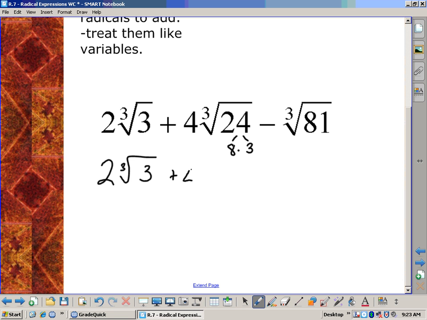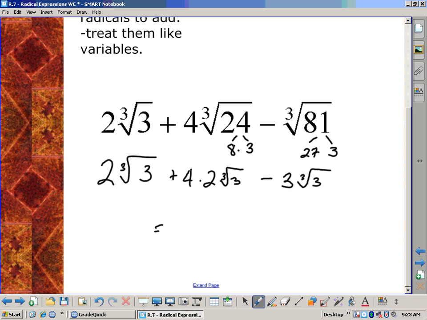So then I get 4 times, the cube root of 8 is 2. So then I get the cube root of 3, and then minus, and again I'm going to do this over here too. Can I break this down? Sure. Can divide out a 3, which would leave me with 27. So then that would be cube root of 27 is 3, and then I get cube root of 3.